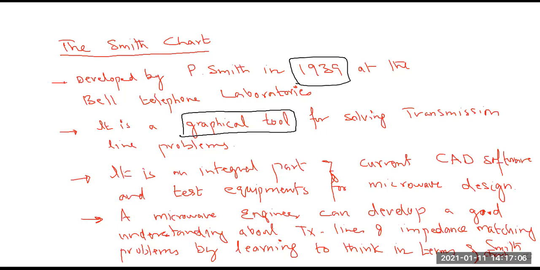So what is basically the Smith chart? How does it look? Let me draw a very rough Smith chart, but that will give you a basic understanding, and then we will try to find out how it was developed by Peter Smith way back in 1939. Graphically, if you look at the Smith chart, you will find that it consists of a number of circles. So let me draw the Smith chart.